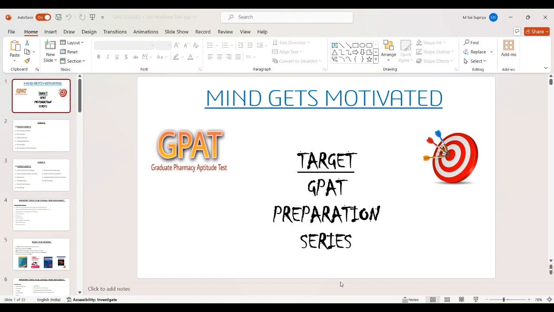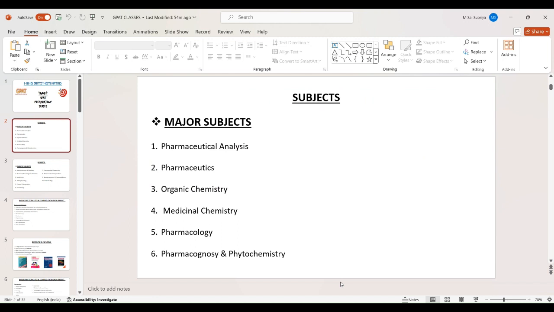They have mentioned that the syllabus of GPAT is the B.Pharm syllabus, which we usually prepare for our semester exams. So coming to the subjects to be studied for GPAT, it is nothing but our B.Pharm syllabus, or the semester syllabus.